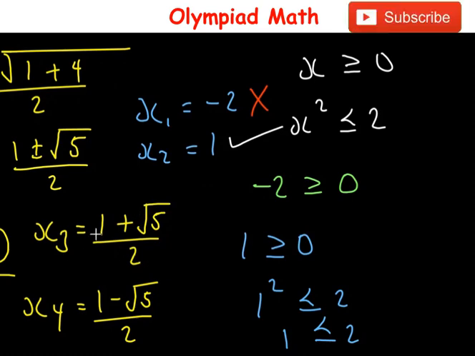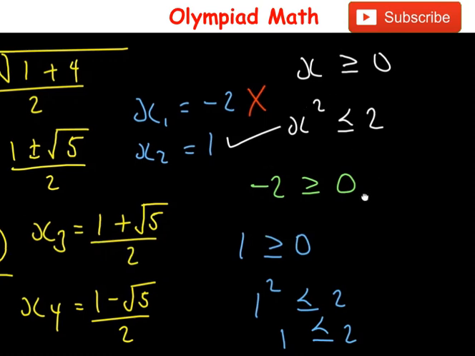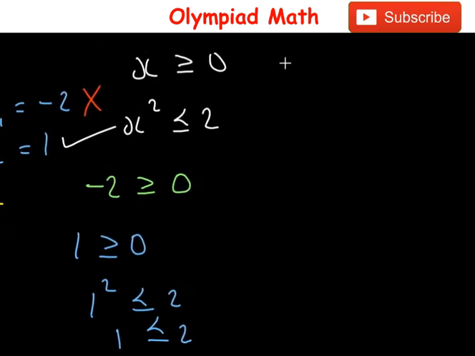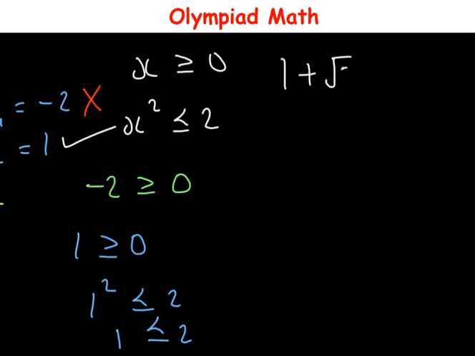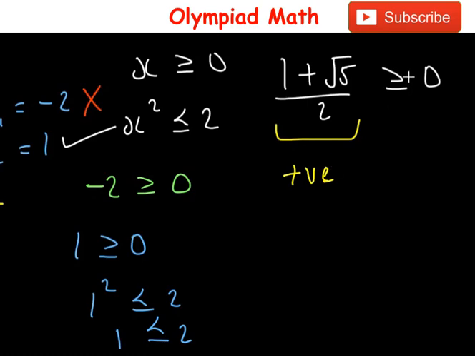What of x3 as (1 + √5)/2? So right here, putting this value into the first condition, we have x as (1 + √5)/2. Will this be greater than or equal to 0? So this right here will give us a positive value which will be greater than 0. Okay, so it satisfies the condition that x is greater than or equal to 0.